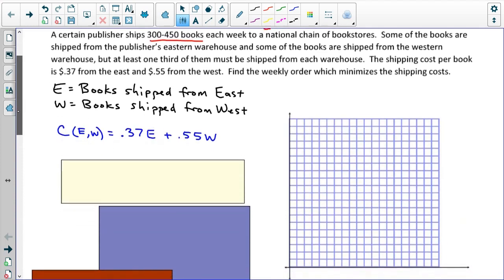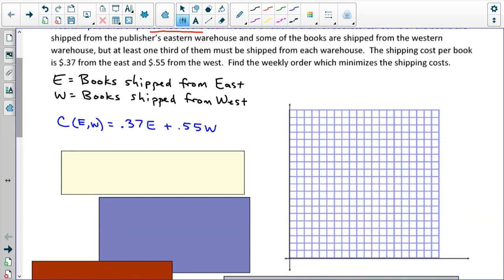But now this other thing is a little bit more confusing. At least one third of them must be shipped from each warehouse. So we have to take into account what it means for one third of them to be shipped from each warehouse. Let's just think about it from a logical perspective. Let's say we ship 300 books. One third of 300 is 100, and then the other coast would get 200 of them.